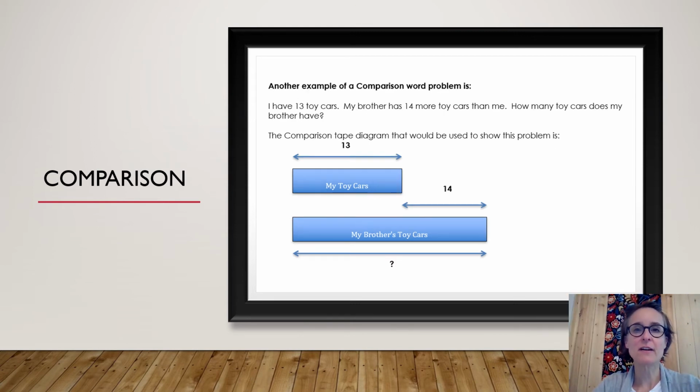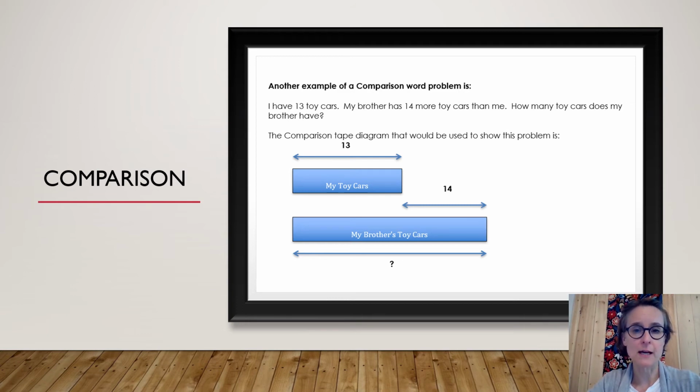Let's look at another comparison problem. I have 13 toy cars. Okay, I'm visualizing myself with 13 toy cars. My brother has 14 more toy cars than me. I'm seeing my brother's pile of cars, and he has a bigger pile than I do. I know from the problem that his pile is bigger because he has 14 more in that pile. How many toy cars does my brother have?